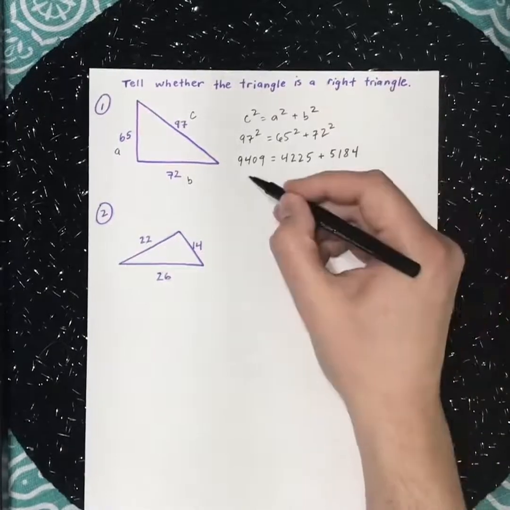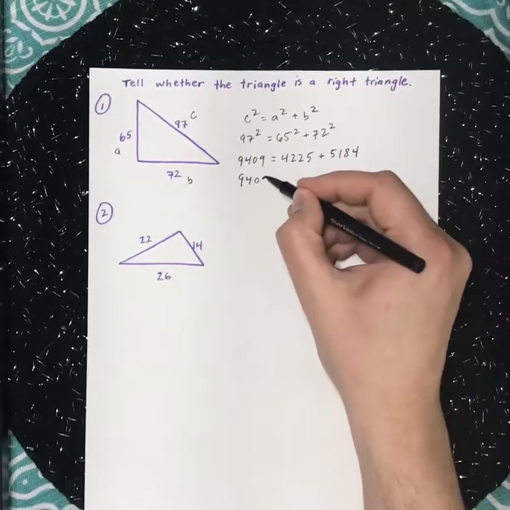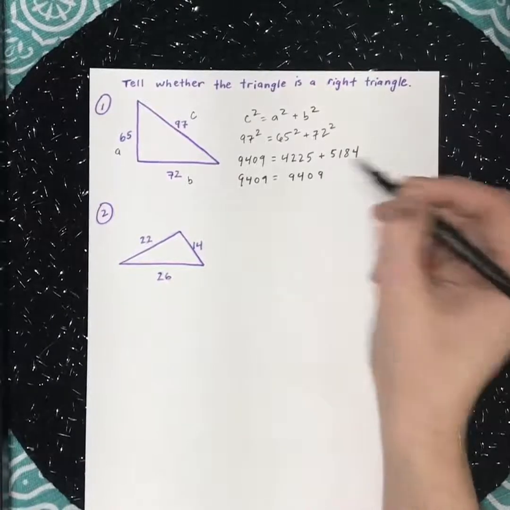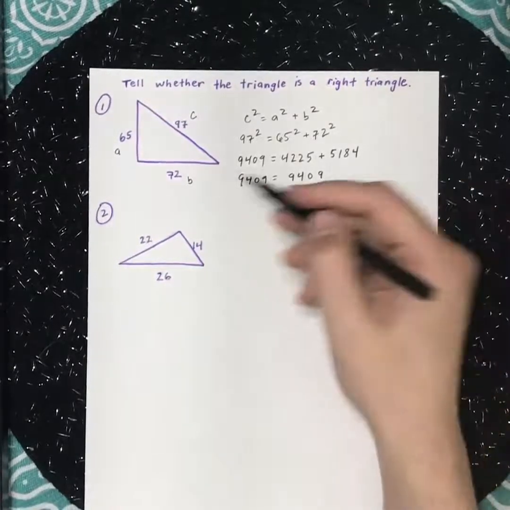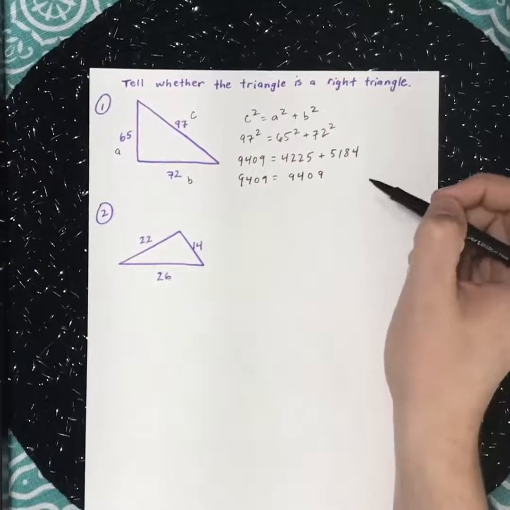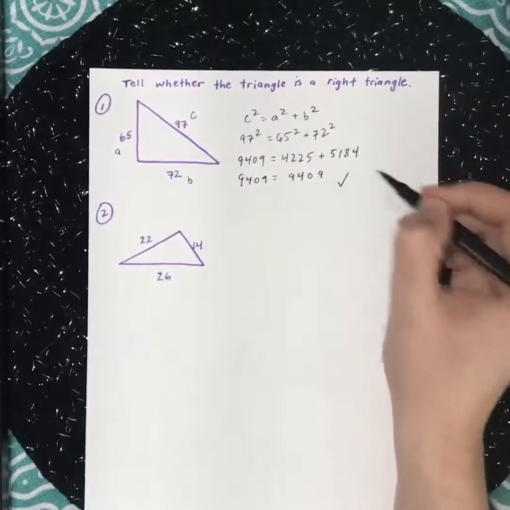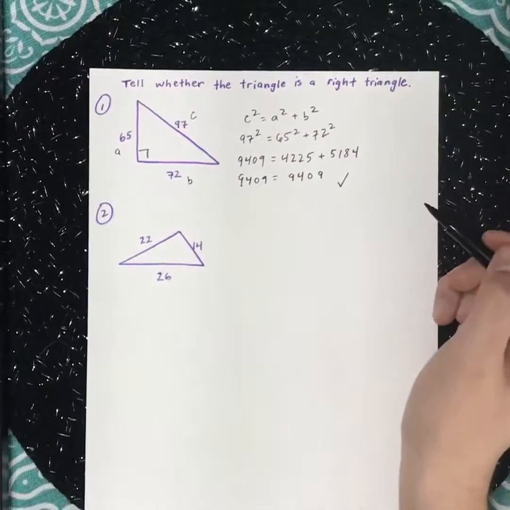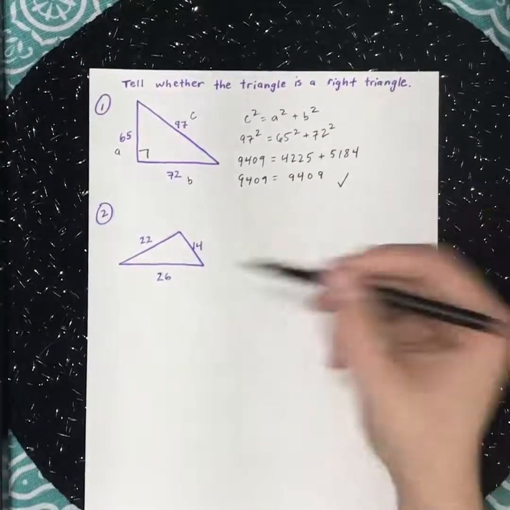And if I add these two values together, I find that they are equal to 9,409. So it works. These values give me a right triangle. So this was true. This is a right triangle. This right here is a 90-degree angle. Let's try the next one.